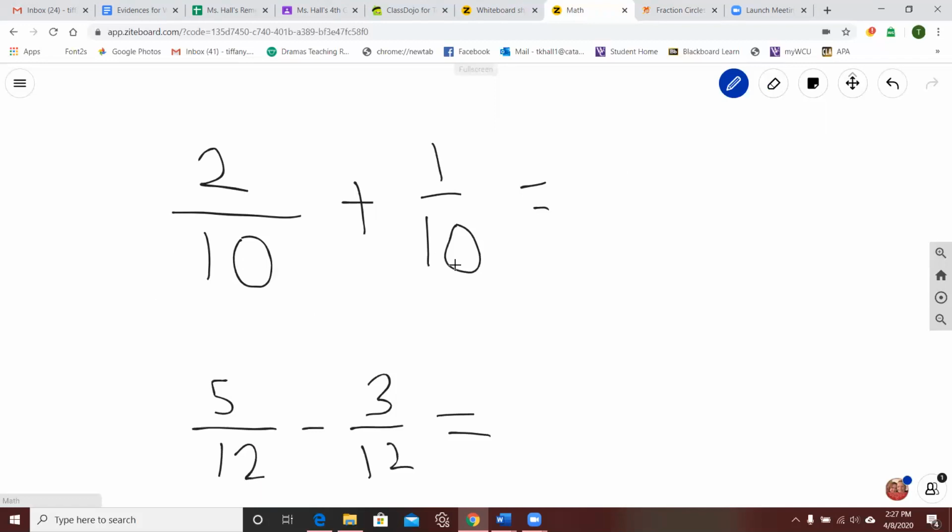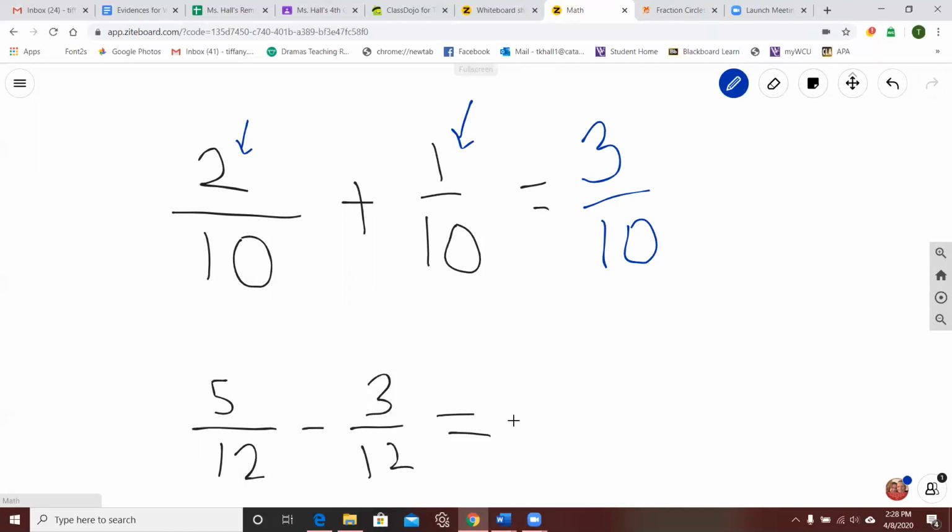Well, we have like denominators, which means both of these are cut into tenths. So if I'm using like denominators, that's not going to change. You're not going to add 10 plus 10, because remember, we used the manipulatives and the denominator stayed the same. So both of these are still going to be cut into tenths. All you're going to do is add your numerators. You had 2 pieces in the first one. You had 1 piece in the second one. So 2 plus 1 now gives you 3/10.